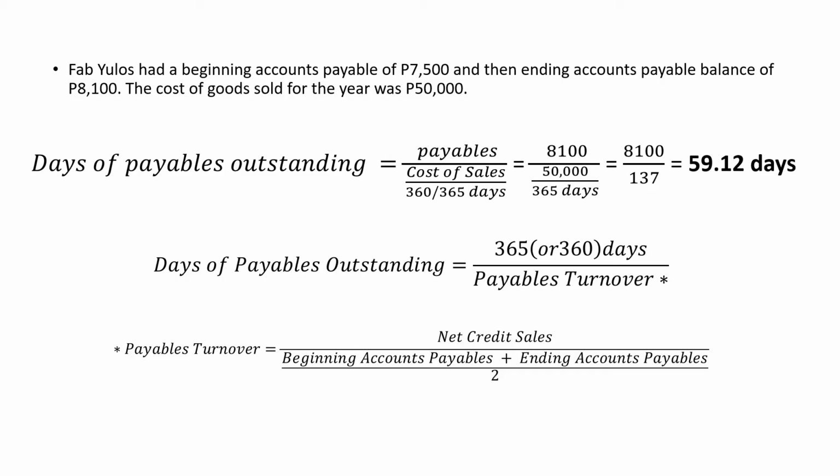Or their suppliers. Okay, so we can also use the next formula, which is days of payables outstanding is equal to 365 or 360 days divided by payables turnover. But in computing the payables turnover, we will need the net credit sales divided by the sum of beginning and ending accounts payable divided by 2. But since net credit sales is not mentioned in this given, we don't need to compute for that. But we can also use this by using the net credit sales given in our previous example. Okay?